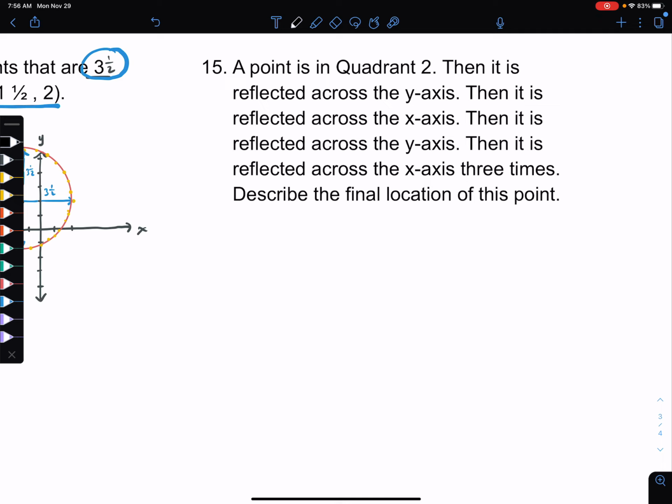Take a look at 15 now. This one is a little bit crazy with moving this dot around. So see if you can follow along here. If you got this on your own, fantastic.